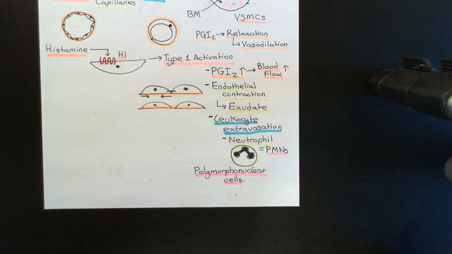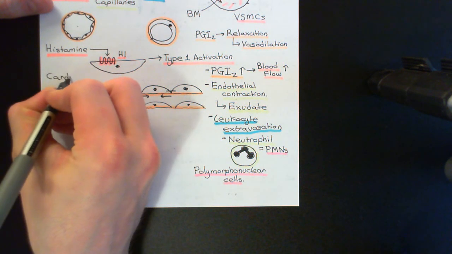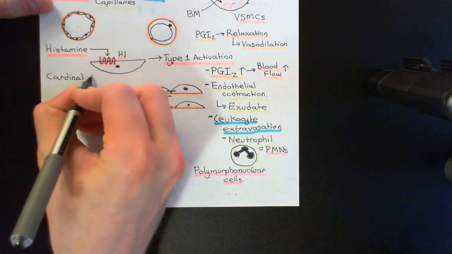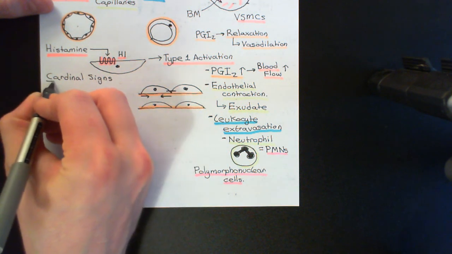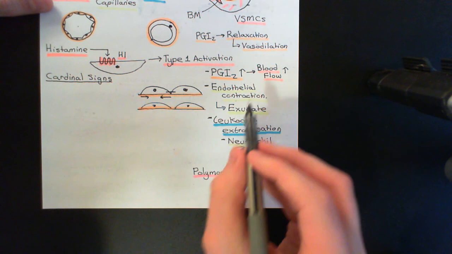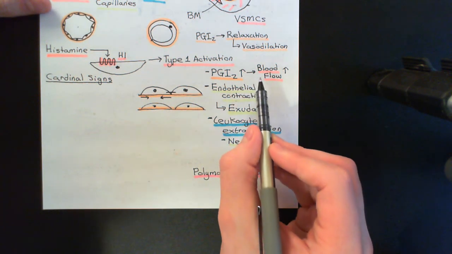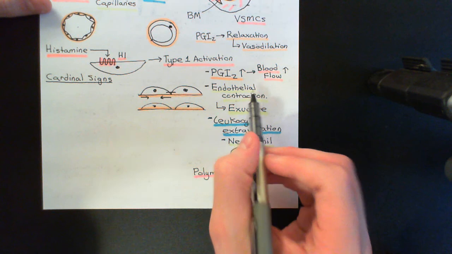Okay, now, just before we move on, let me talk to you about the cardinal signs of inflammation. So people often talk about what are known as the cardinal signs of inflammation. So the clinical signs of an inflamed area. So these are that the area will become red, the area will become hot, the area will become swollen, and the area will become painful.